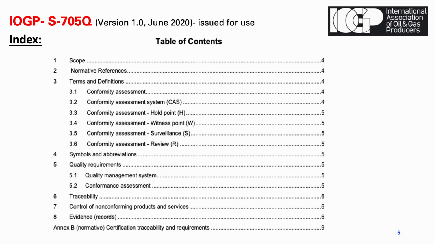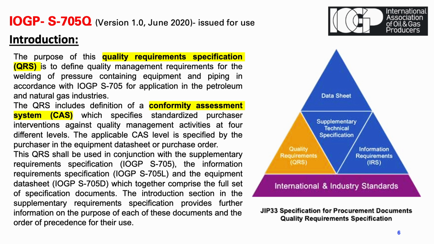Since it is very new, I thought of discussing this standard, what is inside. So you can see the index over here. First is scope. You know, the basic structure of a procedure or standard is as per ISO 9001. First is scope, then normative references, terms and definitions, symbols and abbreviations, quality requirements, section 6 traceability, section 7 is control of non-conforming products and services, section 8 is evidence, and there is one annex which is certification, traceability and requirement. So let us go a little bit deeper.